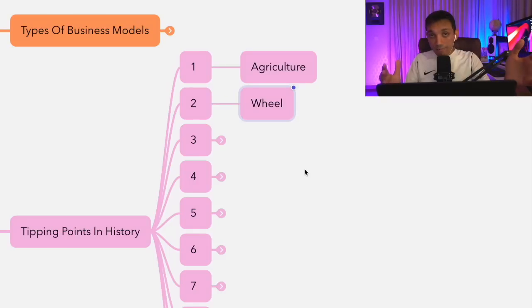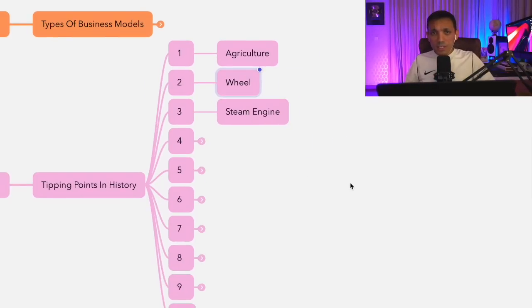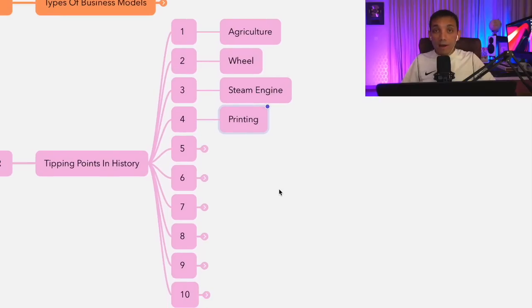When the wheel was invented, that changed the whole transportation industry. Then we had the steam engine that came in later on. If you look at some of the wealthiest people in the US in the 1800s and early 1900s, they were all people around the manufacturing of iron and steel and steam engines and installing railway tracks all over the US. So multi-billionaires were created during that time. Number four was that the printing press was a game changer because knowledge was now accessible in the form of books, and information could go far and wide.